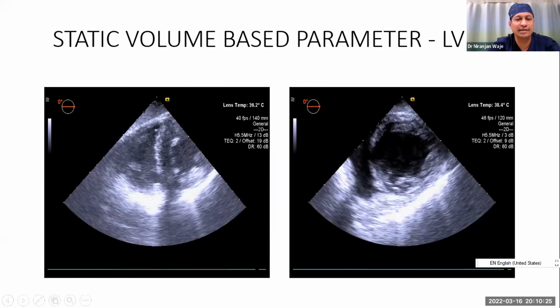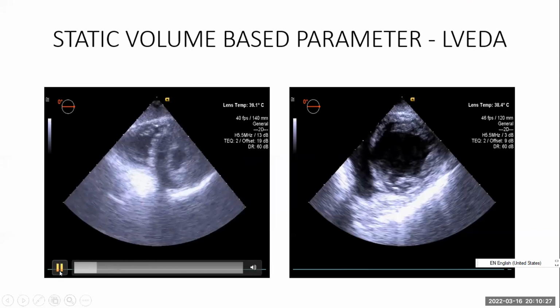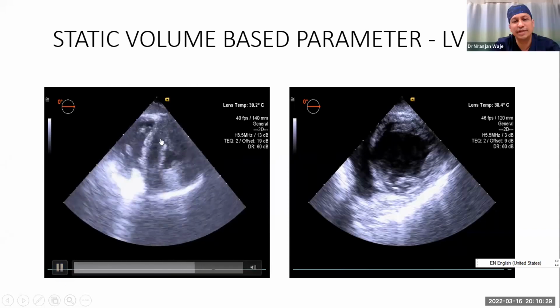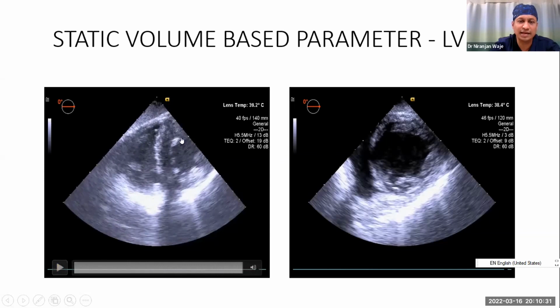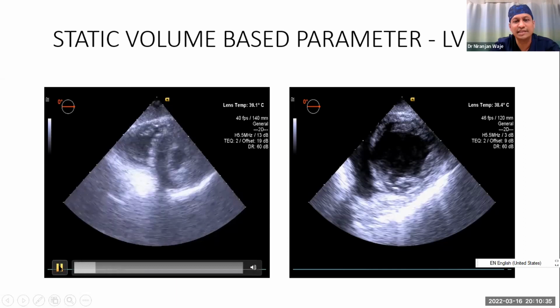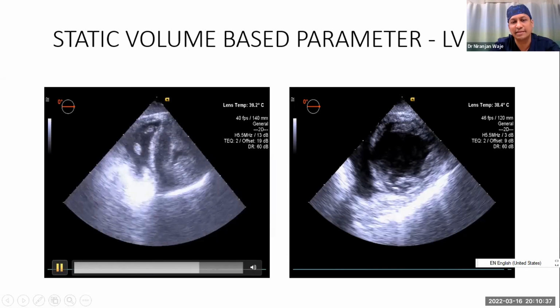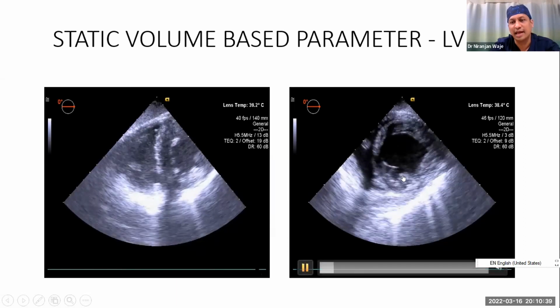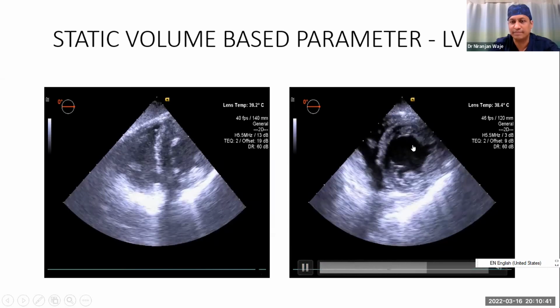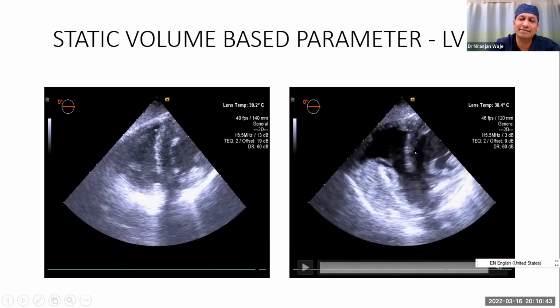On the left-hand side, there's a mid-papillary view. This is the commonest view, which we keep seeing again and again. This is the LV, this is the septum and the RV. On the left-hand side, you can see that all the walls of the LV are kissing. This is called a classical kissing ventricle. The right-hand side is normal contractility. So this is a static view indicating the fluid status.